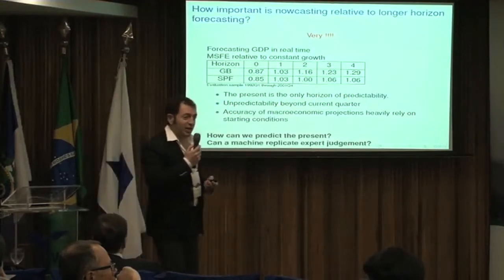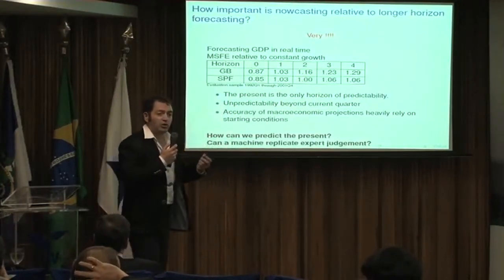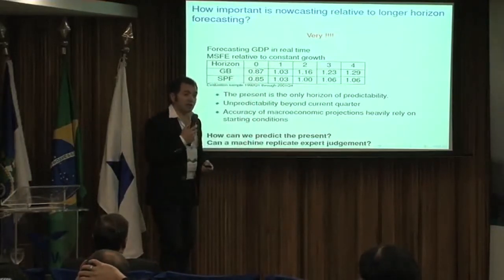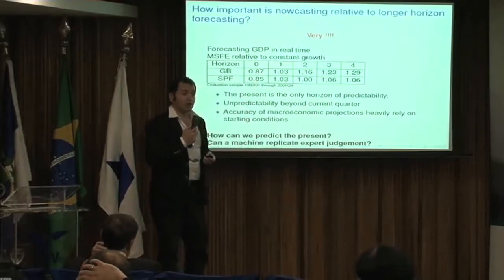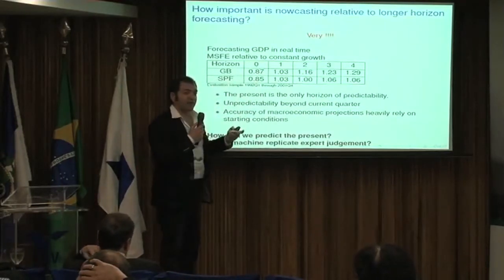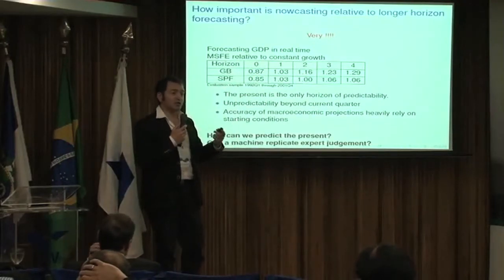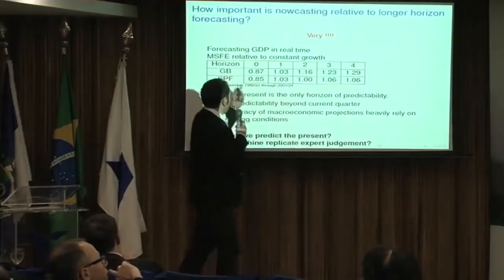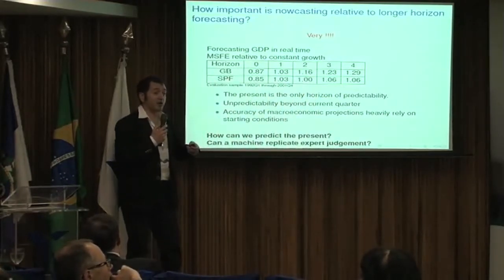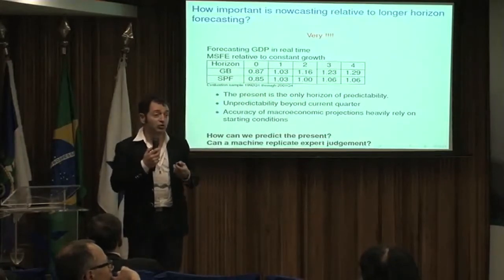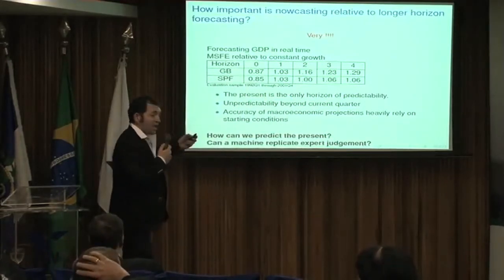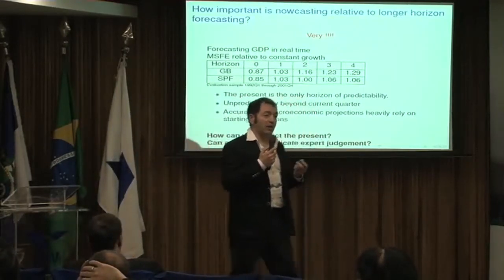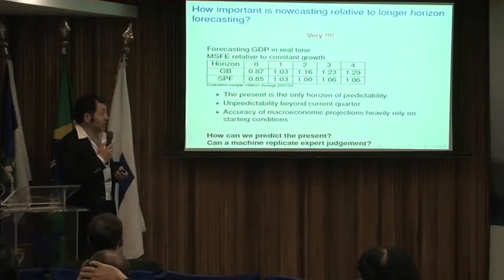So the next question is, how can we predict the present? Can we make predictions that are comparable with the ones made by the Fed staff? There are many people doing this. They discuss, they construct their forecast using judgment. A lot of this is done by sectoral experts. And the same for the survey of professional forecasters. There are many forecasters, each of them has their judgment, you average them and so on. So the question is, can we replicate this expert judgment with a machine?